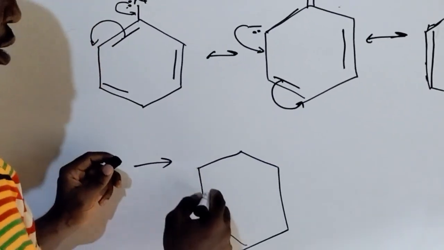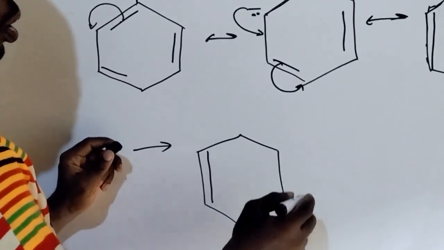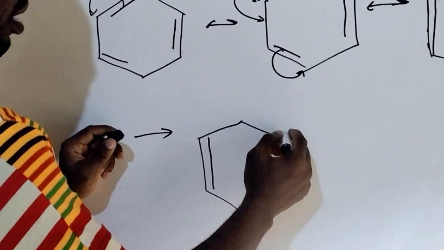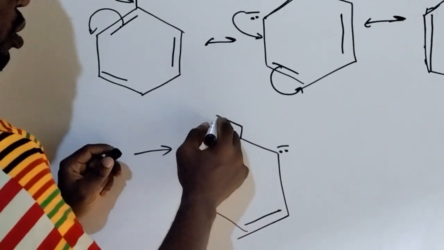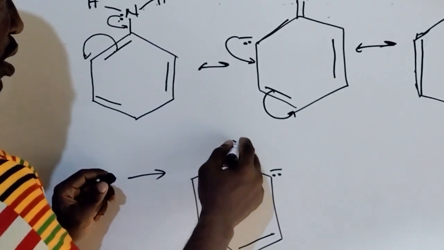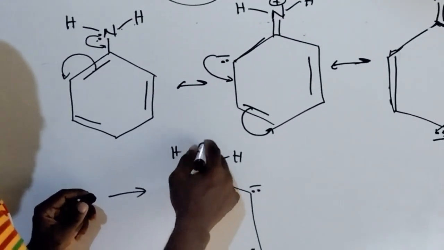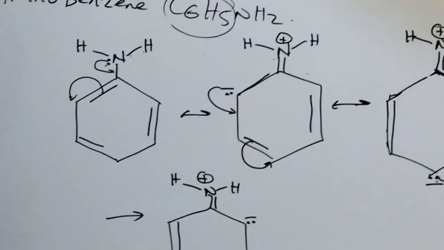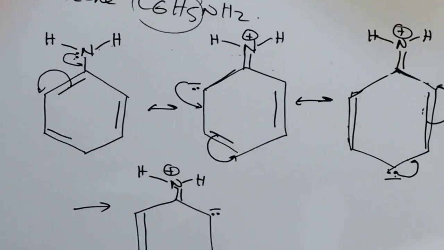We have that, this bond. Then this becomes a double bond. Then this is an electron. This carbon becomes negatively charged, and then this is the amino group, which is electron deficient, positively charged, which has a positively charged nitrogen atom, and so on. So you have the resonating structures of aminobenzene on the board.